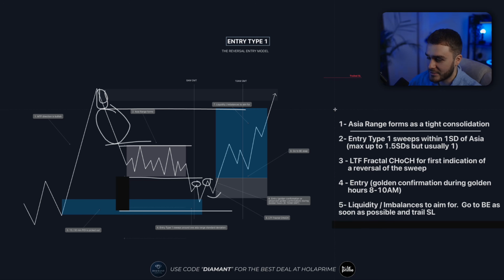Now, typically with this entire strategy, it does go to around that 3 risk to reward take profit. However, there are times where it actually goes to around 5 risk to reward in total.